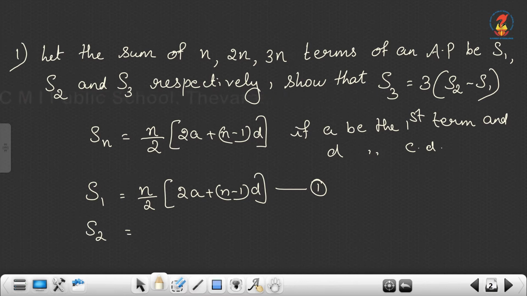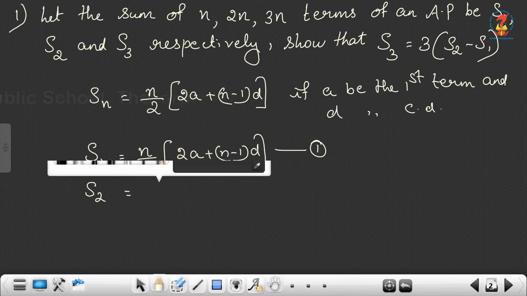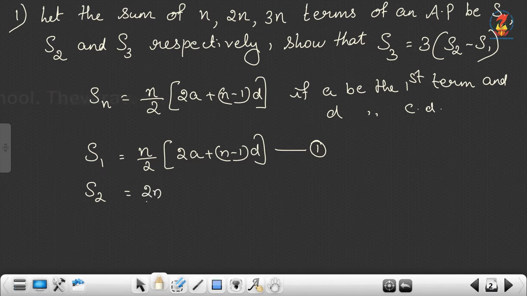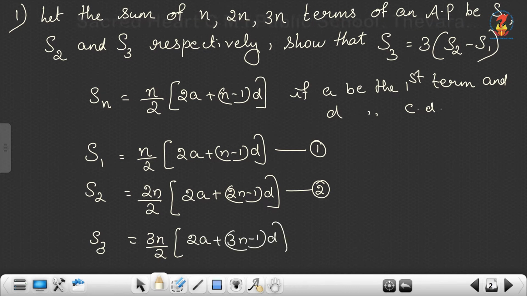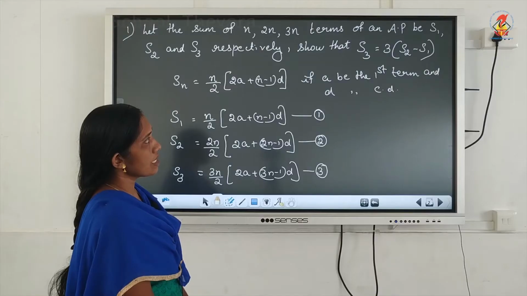Now, what is S2? Sum to how many terms? 2n terms. So, it is 2n by 2, number of terms is 2n, first term is a itself, then 2n minus 1 into d. That is the second one. Then S3 is sum to 3n terms, so 3n by 2 into 2a plus 3n minus 1 into d. Equation 3. Now, we have to prove S3 is equal to 3 times S2 minus S1.